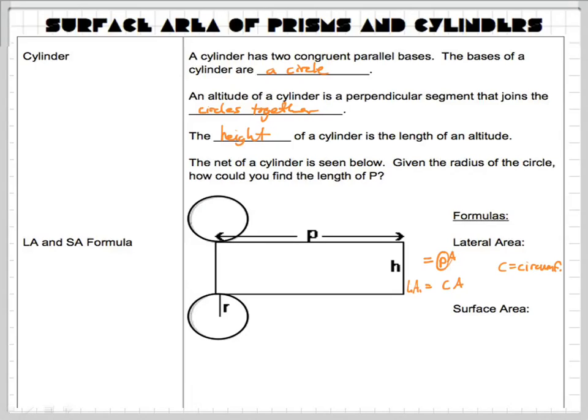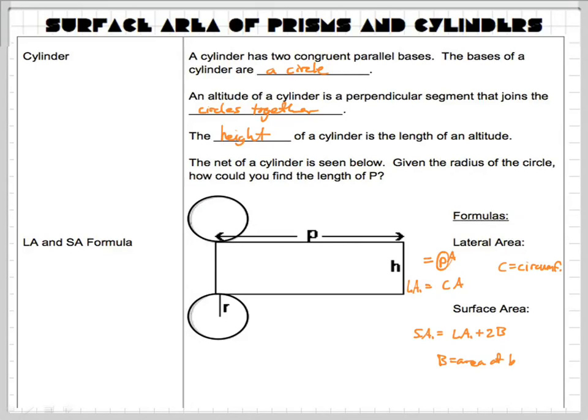And the surface area, I think this one is exactly the same. It's going to be the lateral area plus 2 of the bases, where B equals the area of the bases.